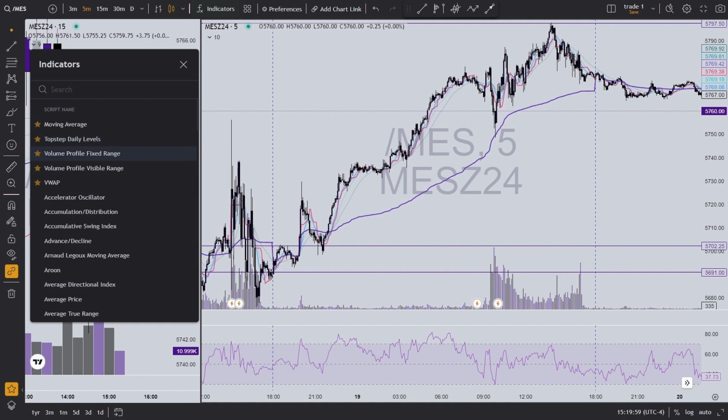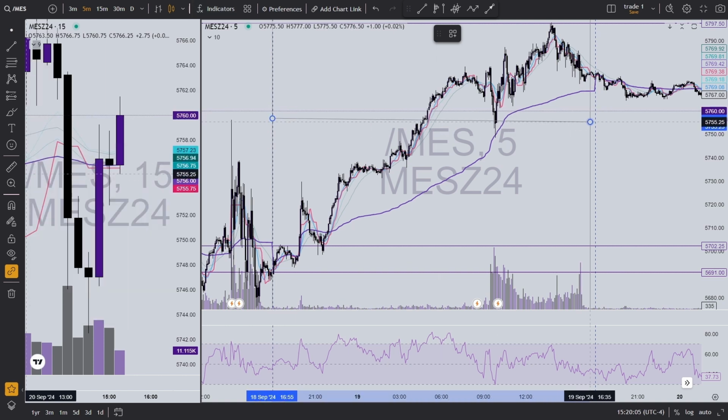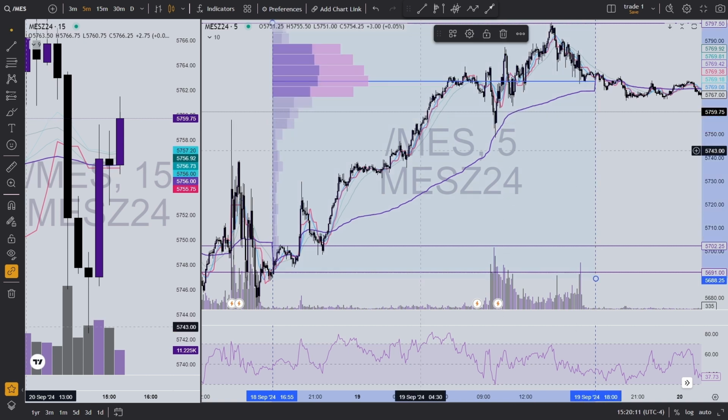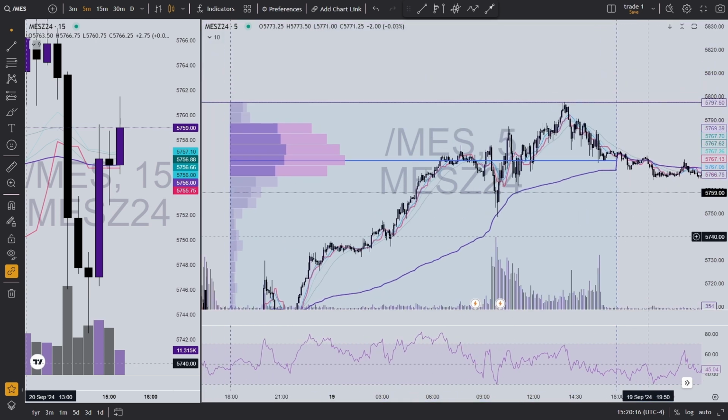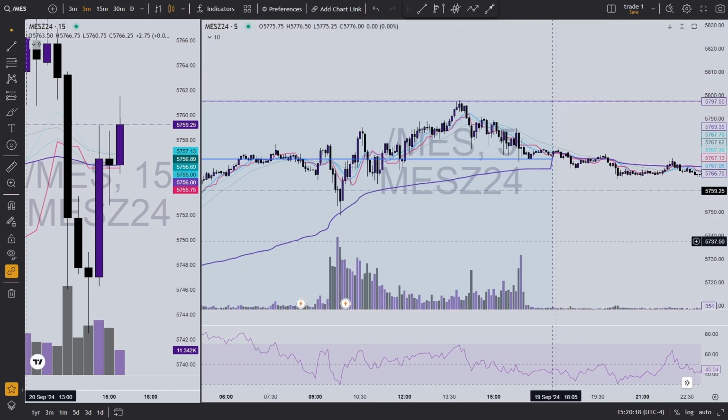So you go down to your list, volume profile, fixed range, and what we want to do is take it from the top of the day and move it over to the end of the session, or the top of the session to the end of the session, if you will. And once we've clicked on that, it gives us all the information that we need for the day as far as this indicator is concerned.